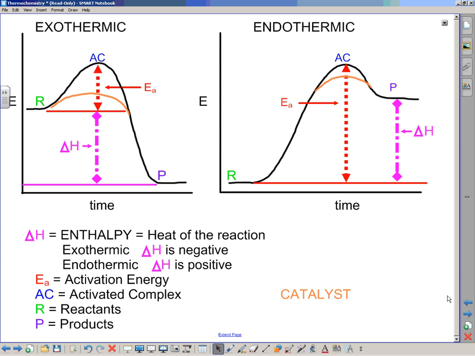Okay? So, the next thing I want to point out is R and P. You saw me use that on the previous page. R stands for reactants, and P stands for products. When we look at the first graph, the exothermic graph, we have our reactants that have a certain amount of energy. Let's say it's 10 kilojoules there, and our products have 2 kilojoules. What I want you to do when we think about this delta H, the difference between reactants here and products here, delta H we define as enthalpy, the heat of the reaction.